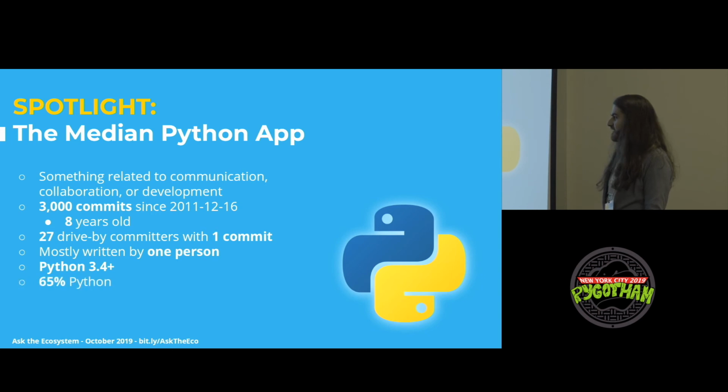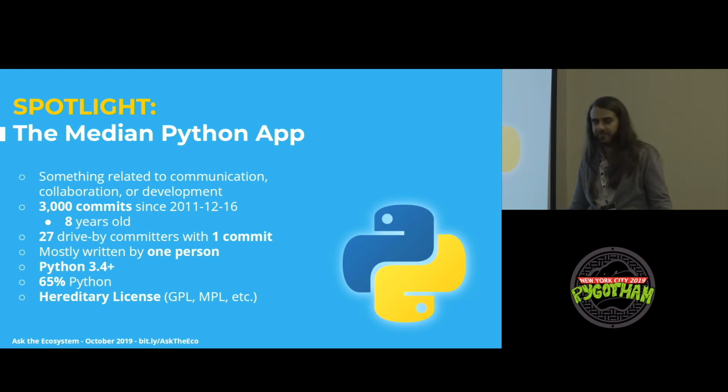So yeah, it's 65% Python. Python hybridizes with other languages, including Haskell. But there are Java ones out there, a heck of a lot of JavaScript ones out there. So yeah, Python mixes well, I guess you could say. And it probably has a hereditary license, like GPL, MPL, something like that. So I guess that's the median Python app's profile right there.